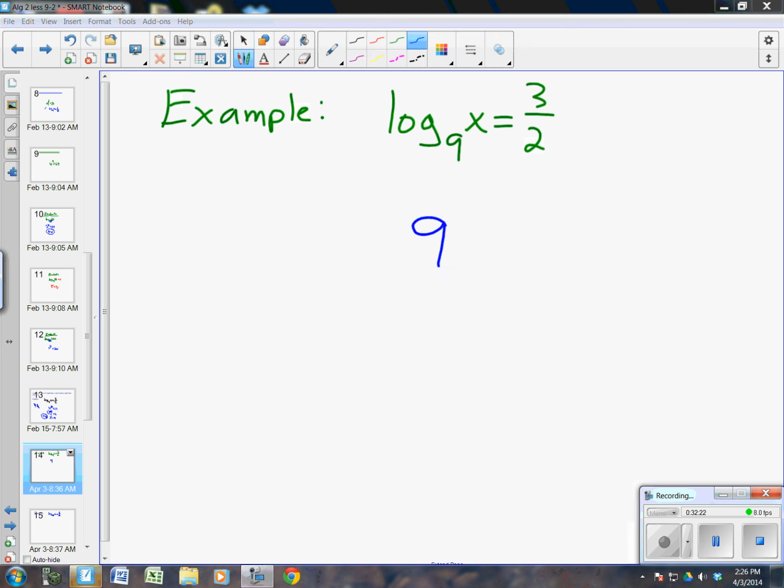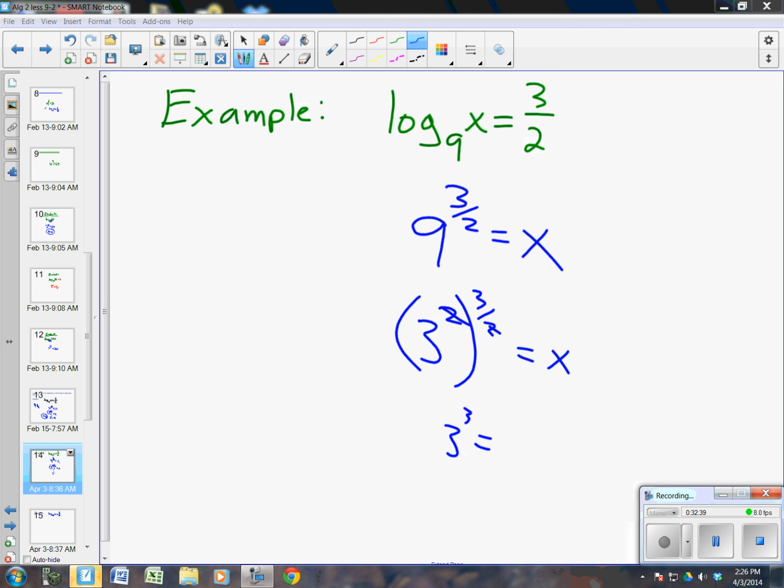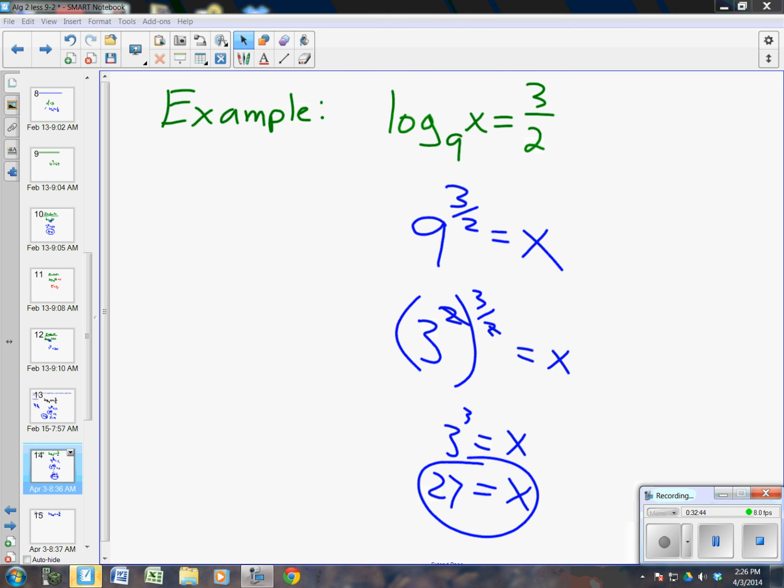So 9 to the 3/2 equals x. If you wrote it in exponential form, what does 9 change to? 3 to the 2nd. The 2's cancel out, and you have 3 to the 3rd equals x. And what's 3 to the 3rd? 27, right? 3 to the 3rd equals 27. How many of you had that? Good job. You guys got this down.